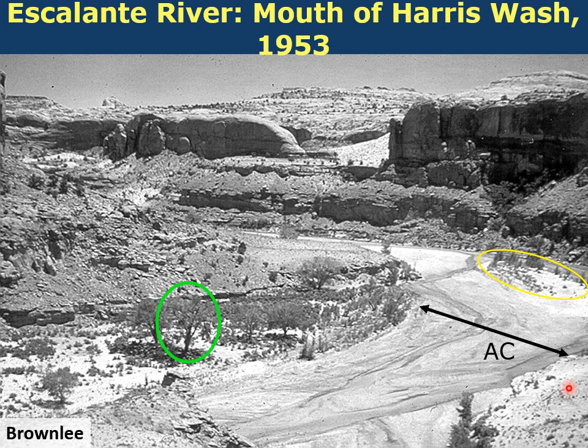This photo, taken of the Escalante River at the mouth of Harris Wash in 1953, shows that the active or unvegetated portion of the channel was wide, with some new vegetation establishing on the tops of channel bars, as indicated by the yellow ellipse, and larger, older cottonwoods, like this one indicated by the green ellipse, were growing on higher surfaces adjacent to the active channel.